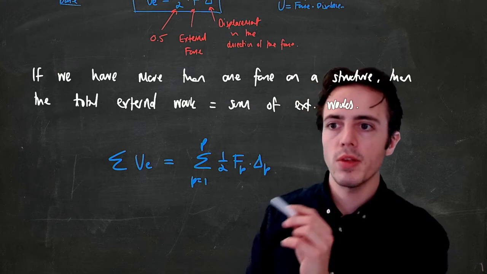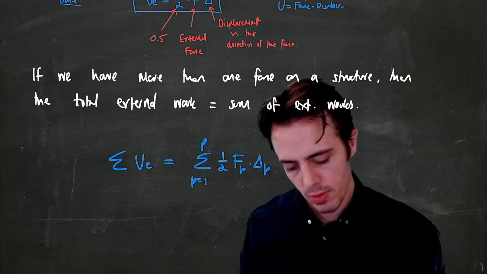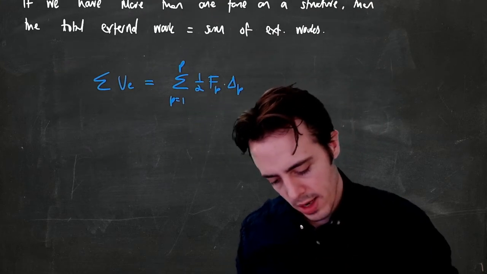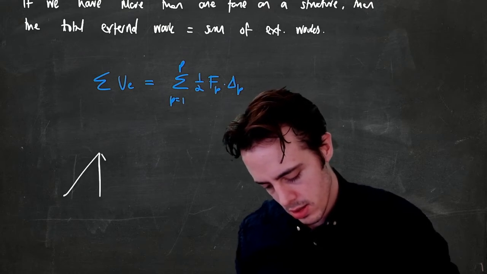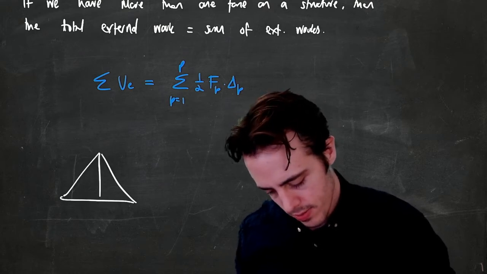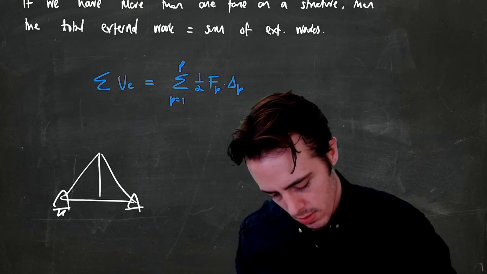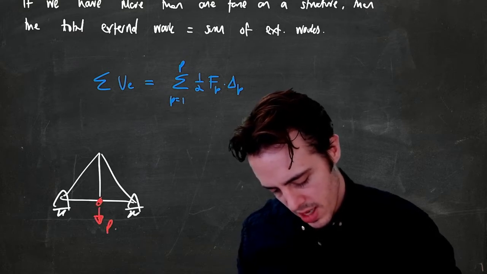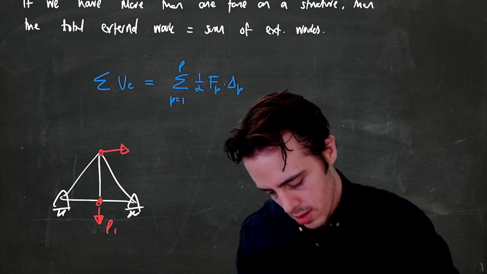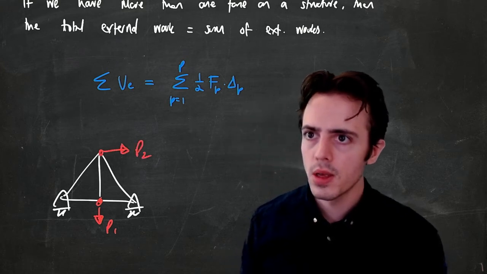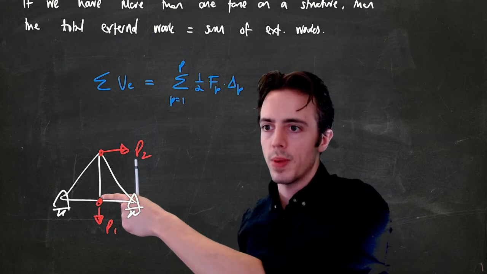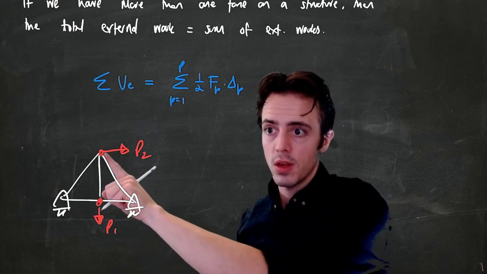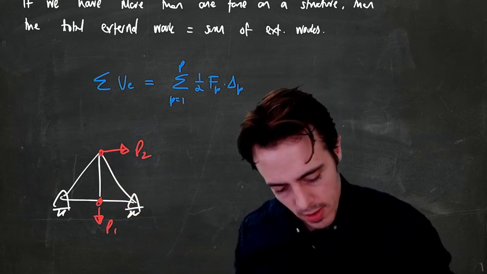Got to be careful that we're always marrying up the displacements with each other. So for example, if we had a structure that looked like this, had two supports, and I applied P1 and P2, then the displacements we'd be looking for would be delta 1 going downwards, delta 2 going to the right.